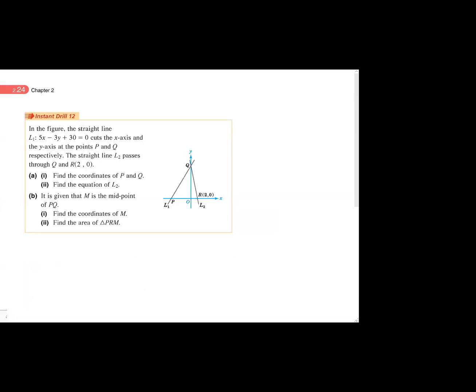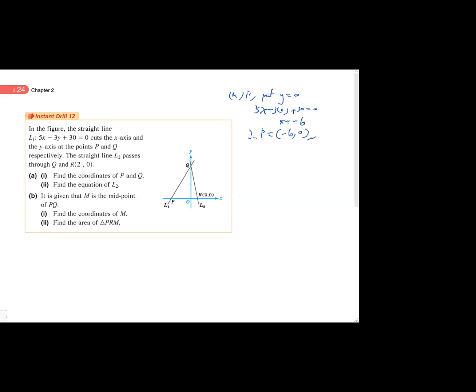x-axis and y-axis at the points P and Q respectively. The straight line L2 passes through point Q and point R. In part A1, we are going to find the coordinates of point P and point Q, the x-intercept and y-intercept of L1 respectively. To find P, the x-intercept, I put y equals 0 into the equation of L1. I find that x is equal to -6. Therefore, the coordinates of P are (-6, 0).